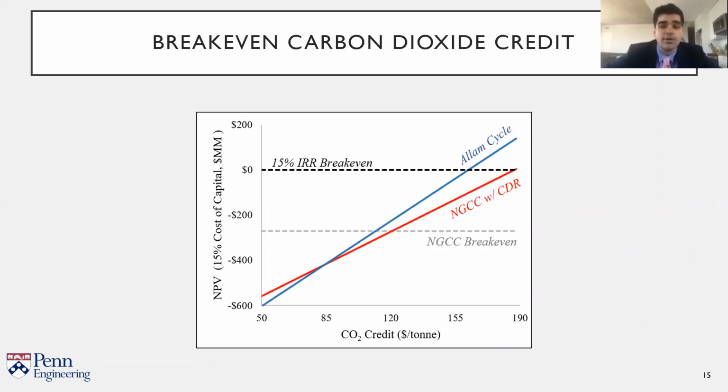Now, what can be done to make the Allam cycle more attractive? The answer lies in US tax code 45Q. That should increase from $50 per ton to $112 per ton to financially break even with the traditional NGCC, and to $163 per ton to yield an internal rate of return of 15%. These break-even credits are in fact lower than the NGCC with CDR, since we have increasingly higher returns with 99% CO2 recovery.